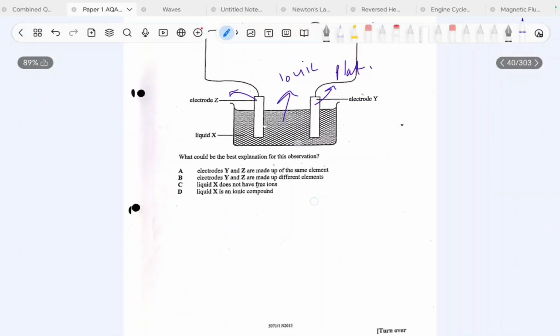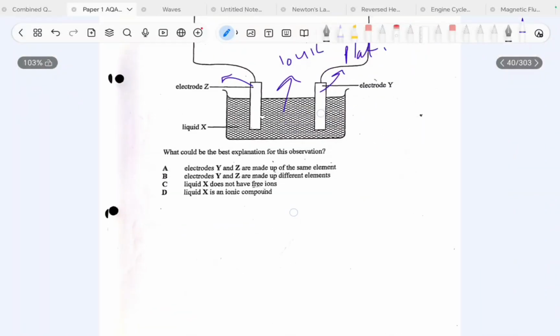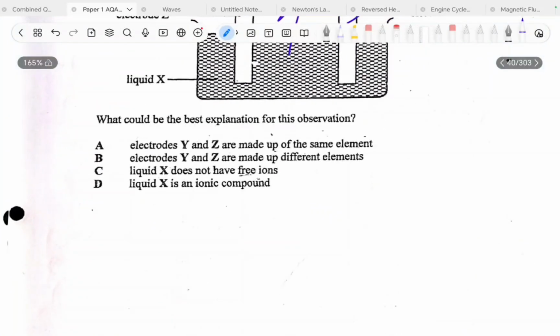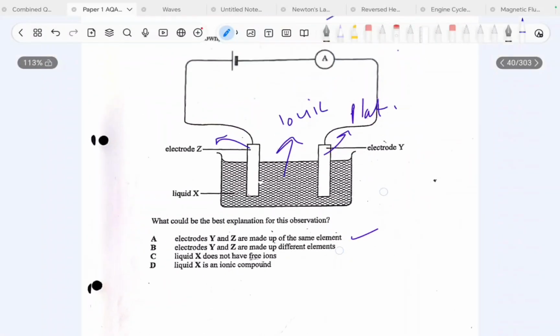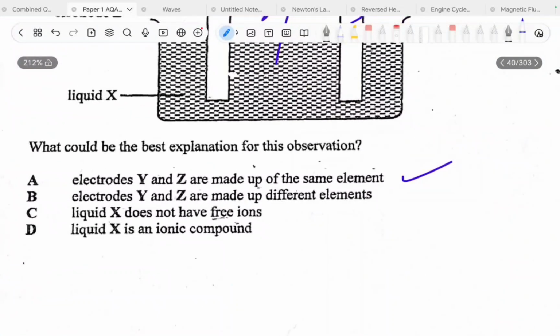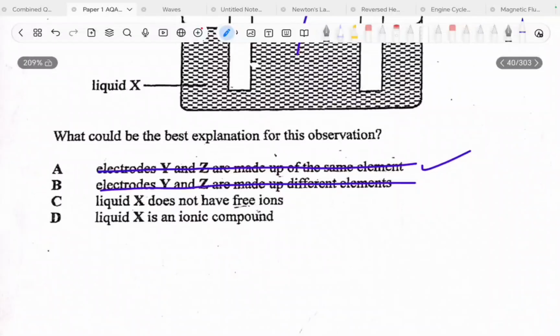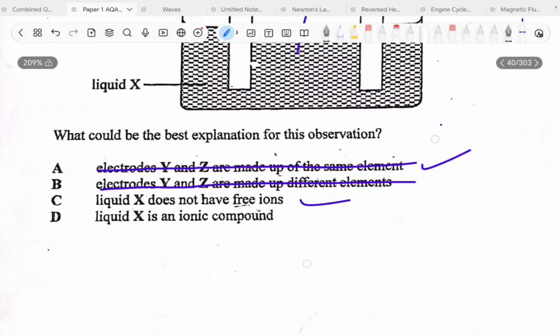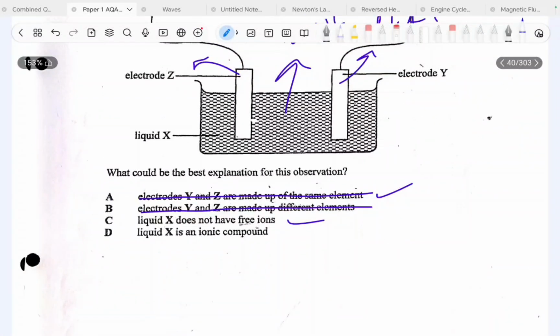So looking at these answers, what will be the best explanation for this observation? A, electrodes Y and Z are made of the same element. Yes, they can be made of the same element, but the question is asking why there's no current flowing, so this can't be your answer. They can be made of different elements, but that doesn't explain why there's no current flowing. Okay, does not have any free ions. This is true. If you don't have any free ions, what's going to carry charge? And if you cannot carry charge, there's no electrolysis or current. So C is the correct answer.